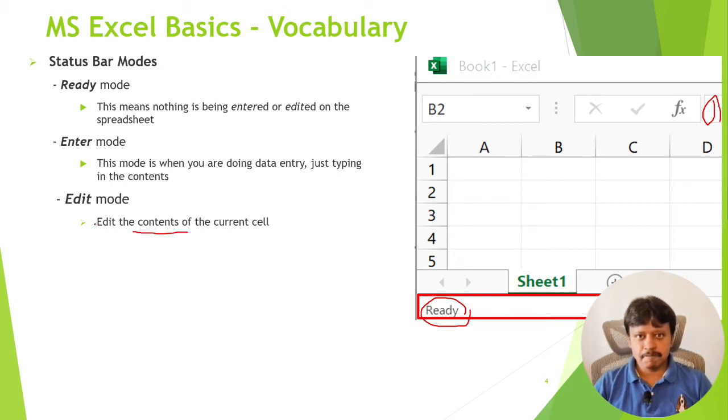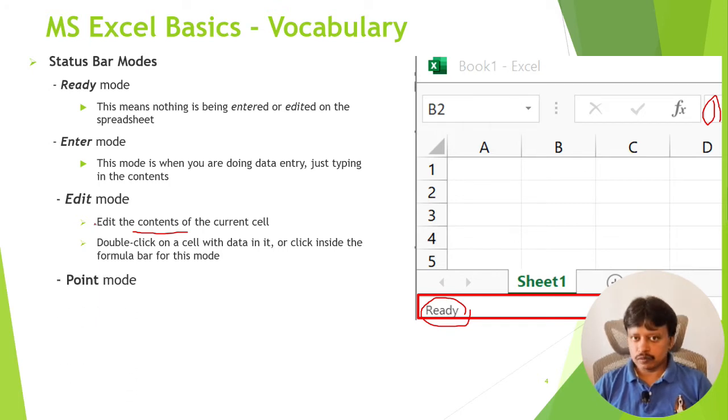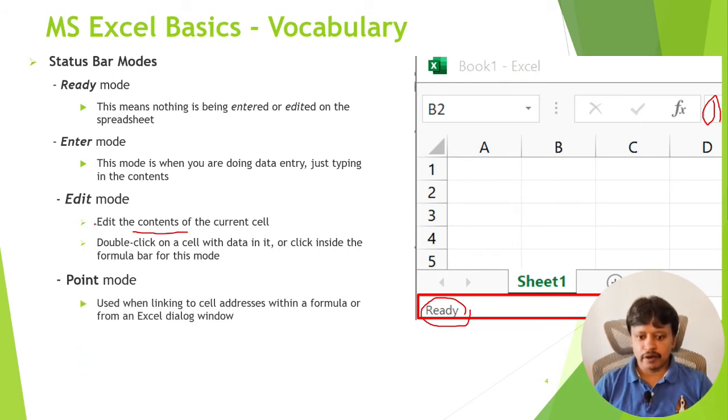This I'll explain in the actual app. When you double click on a cell with data in it, or click inside the formula bar, it will switch to Edit mode. Then Point mode. Usually when we have a cell, we can get the data of another cell by pointing to the address of the other cell. That is Point mode. Now let's switch to the actual Excel application, and I will show you what these terms and the modes of the status bar are.